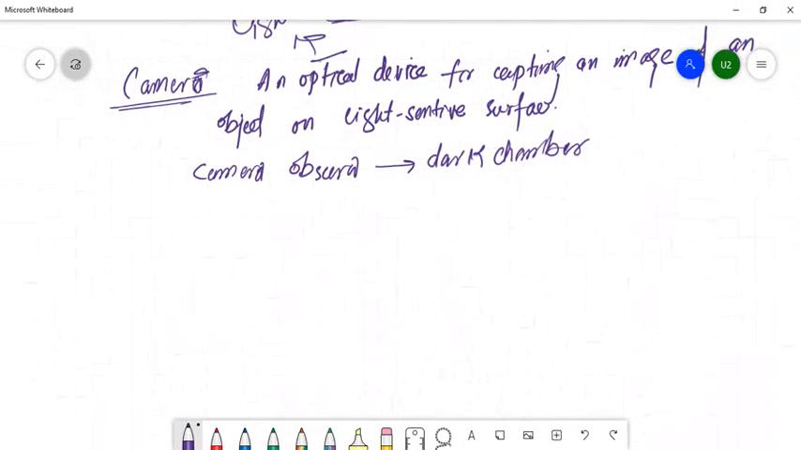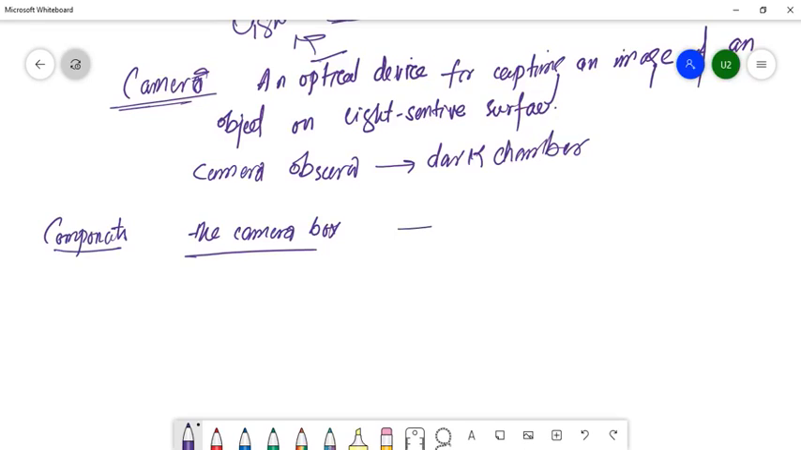If we talk about its components, let me write it. Components: it has the camera box, as you already know, a box. So what is the function of this component? That is to protect the inside. And being a sensitive part, the sensitive film is kept inside.